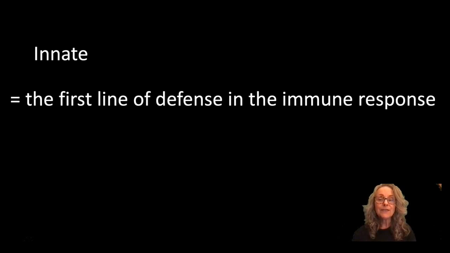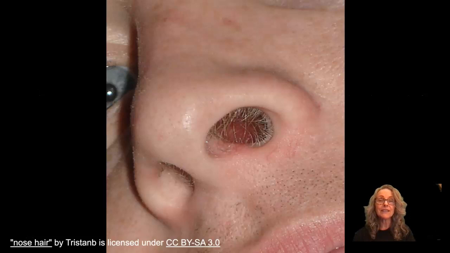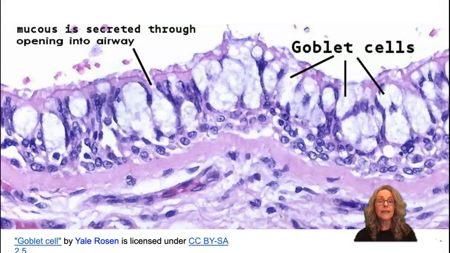Your respiratory tract has multiple innate defenses against microorganisms. Innate defenses are the first line of defense in the immune response. Examples of innate defenses would be nose hairs that are a physical barrier to pathogens entering the respiratory tract. The airways, such as the trachea, bronchi, and bronchioles, are also lined with goblet cells that secrete mucus. Mucus provides a sticky trap that prevents microorganisms from entering into your body.